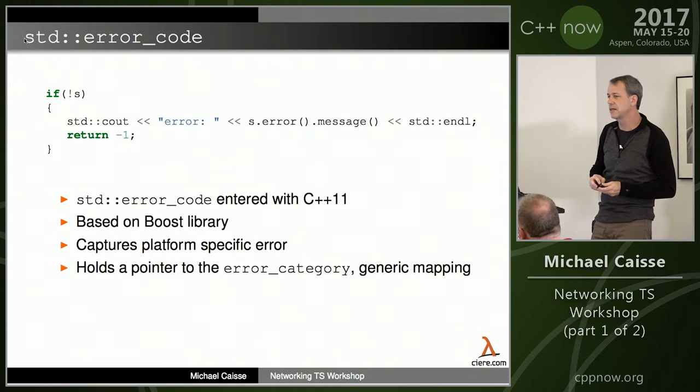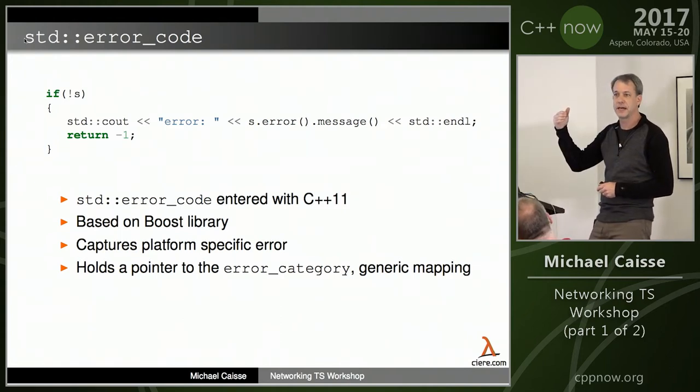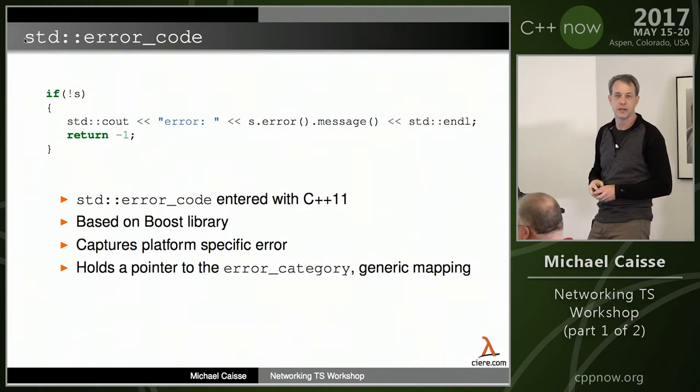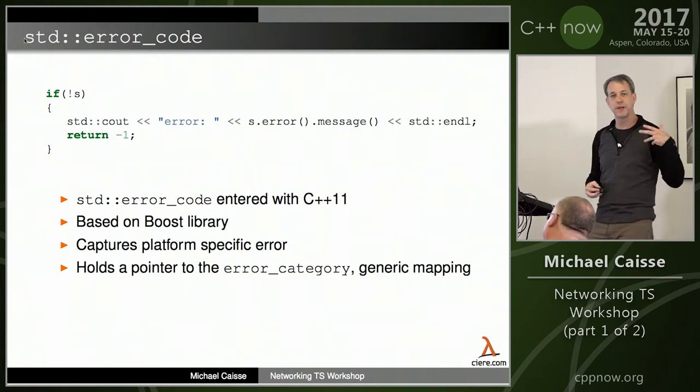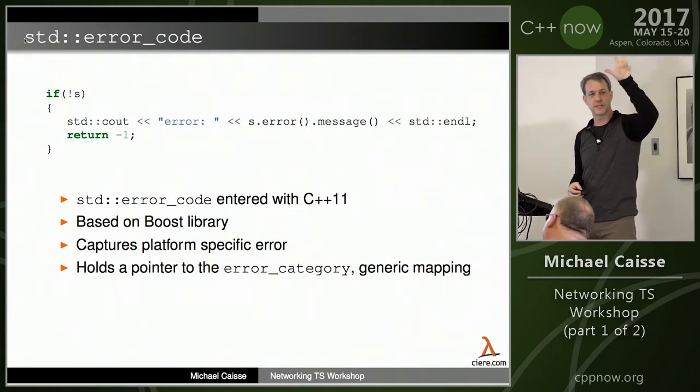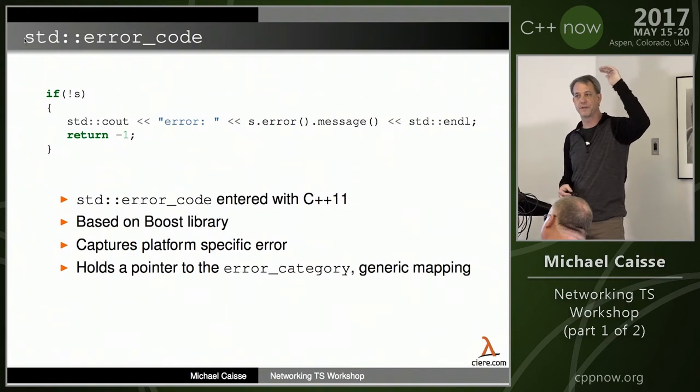So error code will do that for us. And networking TS is built on top of error code, so we're going to see error code showing up a lot. It's going to capture that platform specific error. It's going to hold this pointer to this error category that's going to help us understand at a high level what the error means.